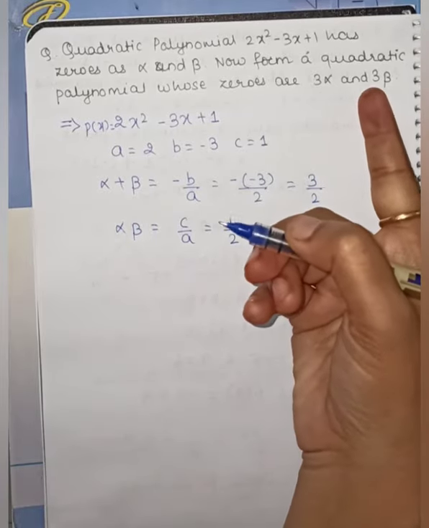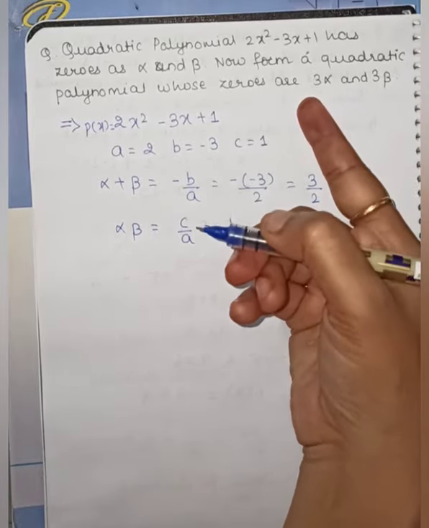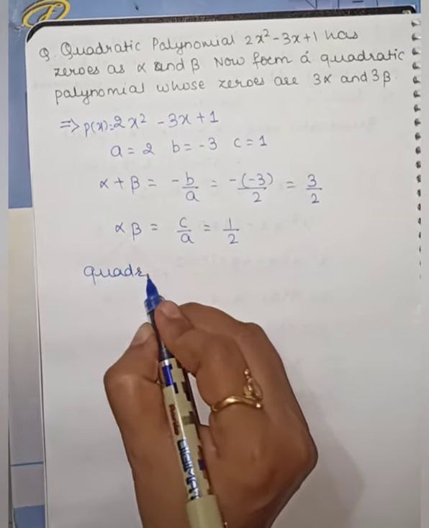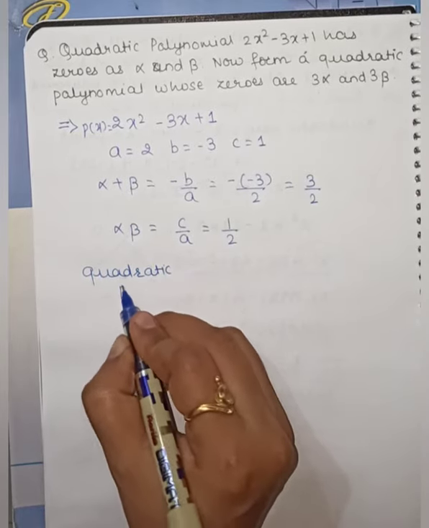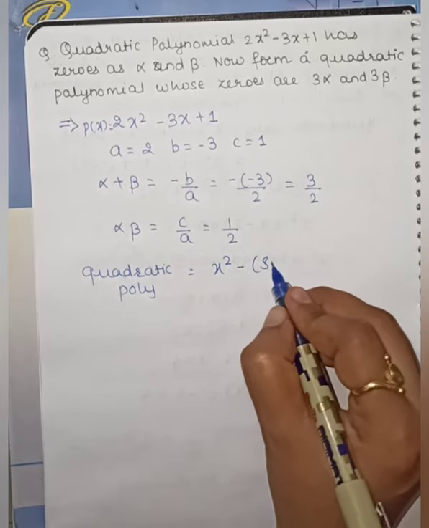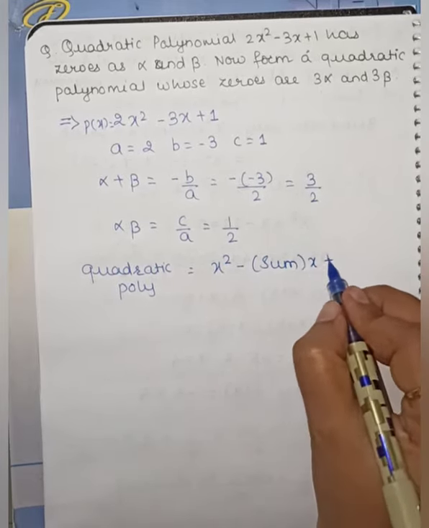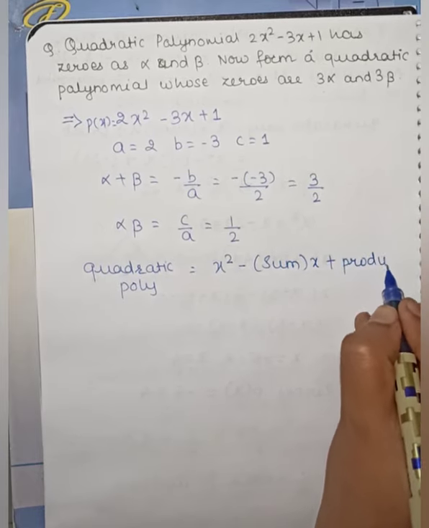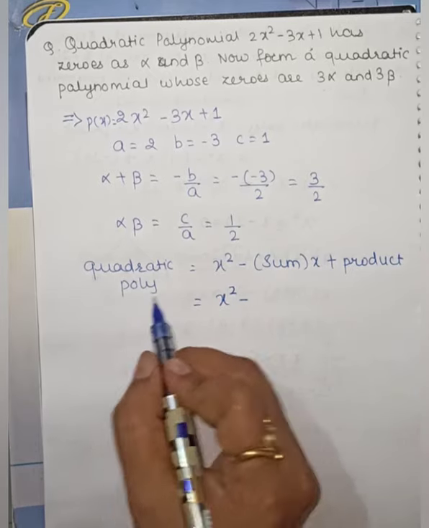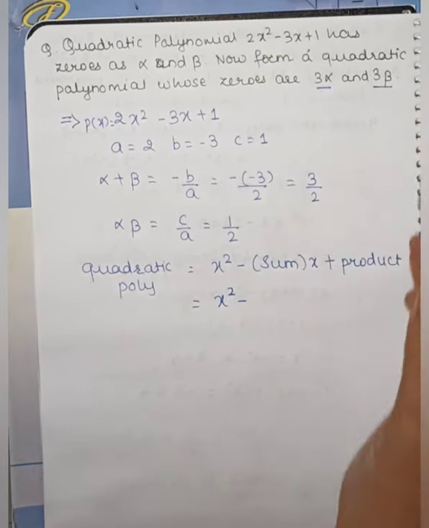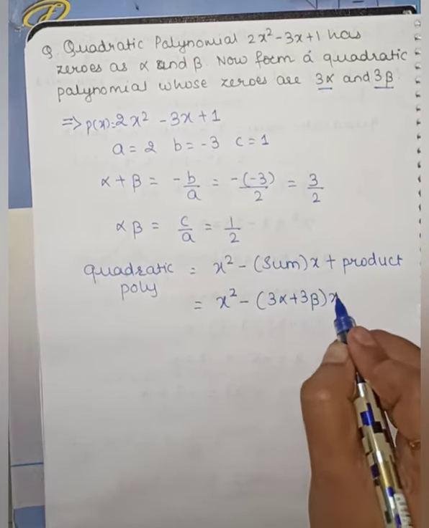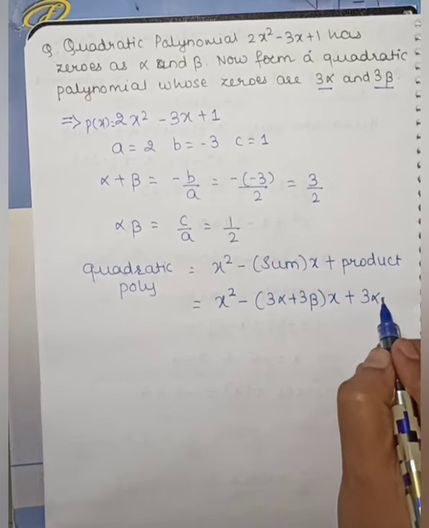Now let us frame the next quadratic polynomial. It says that the zeros are 3 alpha and 3 beta. So any quadratic polynomial, if we have to write it in terms of the formula, we can write it as x square minus sum of its roots into x plus product of its roots. So x square minus, now for the second quadratic polynomial, the zeros are 3 alpha and 3 beta, so 3 alpha plus 3 beta into x plus 3 alpha into 3 beta.